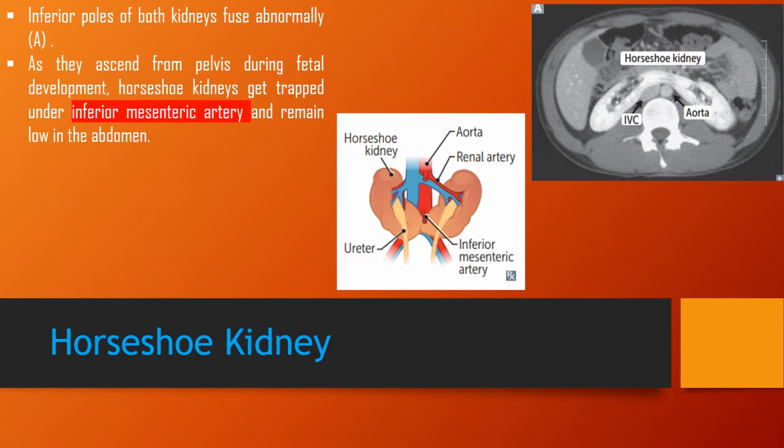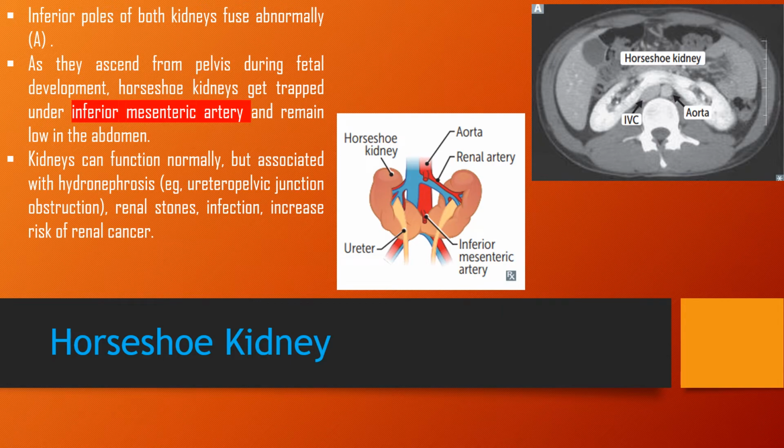As they ascend from the pelvis during fetal development, horseshoe kidneys get trapped under the inferior mesenteric artery and remain low in the abdomen. At the time of development, kidneys first get developed in the pelvis, and after that they have to ascend to the upper abdomen. But in case of horseshoe, it gets trapped under the inferior mesenteric artery and remains low in the abdomen, as you can see here. As compared to normal kidneys, horseshoe kidneys are present lower in the abdomen.